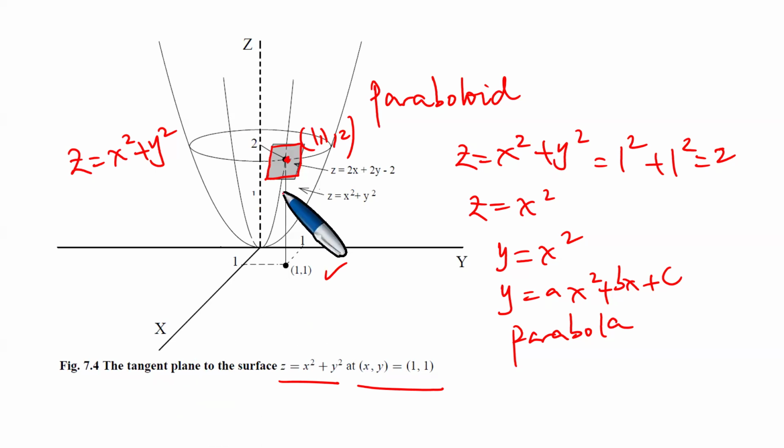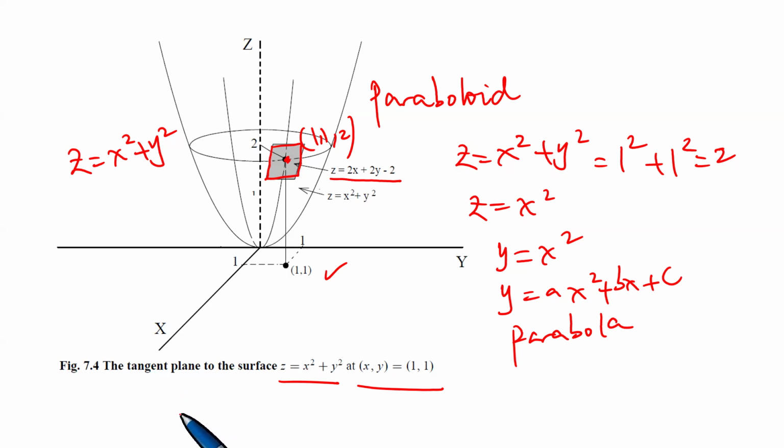What is the equation of the tangent plane? It's z equals 2x plus 2y minus 2. How do we know that? Because we found it before. And now we know the equation of the tangent plane at this point, and we know that the tangent plane to the surface z equals x squared plus y squared at x, y equals 1, 1 has been determined. That is what we have, and we move on.